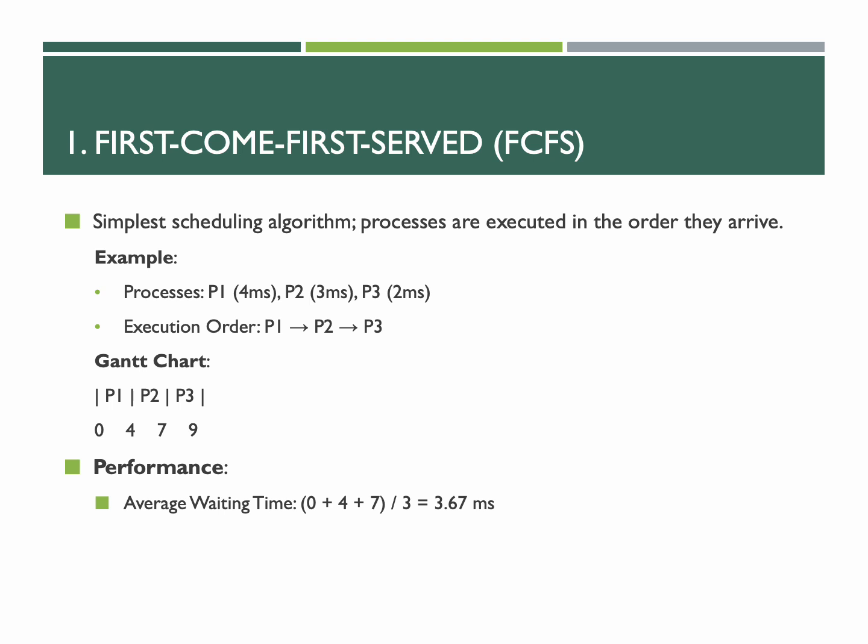As we'll see, here is an example. Assume we have three processes: P1, P2 and P3. P1 requires 4 milliseconds of execution, P2 requires 3 milliseconds and P3 requires 2 milliseconds. The execution order in first come first serve will be P1, P2, P3, right? So based on their arrival order.